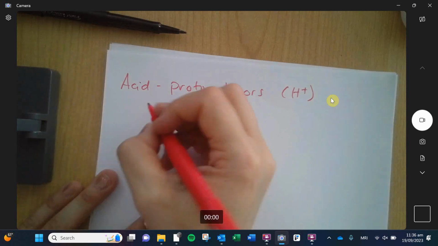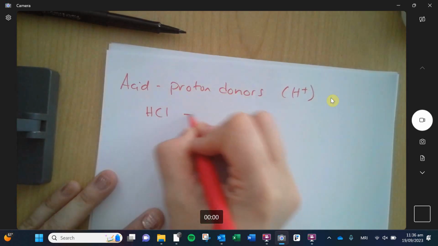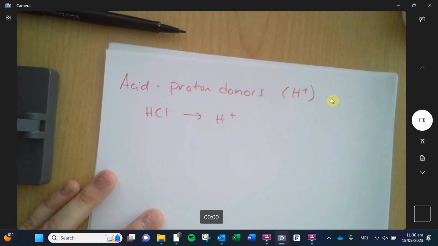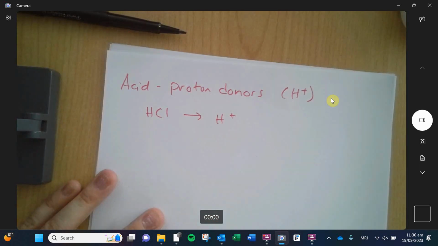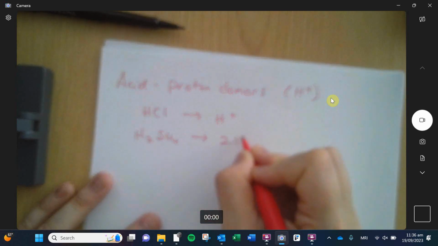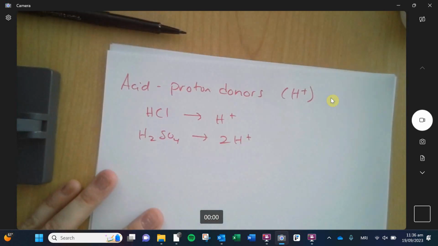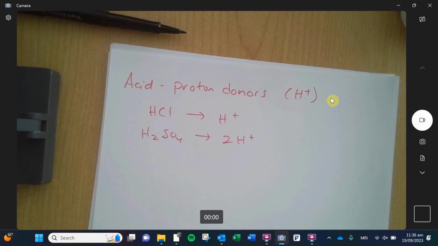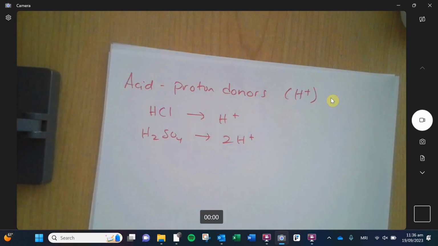For example, if I have hydrochloric acid, that's going to release a hydrogen ion. Or if I have sulfuric acid, that'll release 2 hydrogen ions. So it's the hydrogen ions that are the important things that cause the acids to form. You guys have dealt with acids in everyday situations, such as lemon juice or vinegar. Those are everyday acids that you come across, donating hydrogen ions to the water.